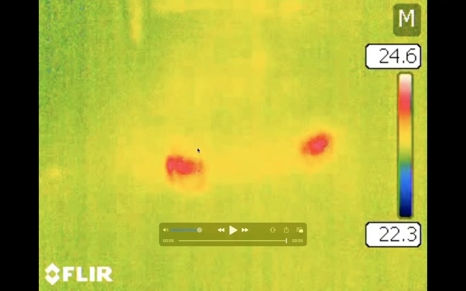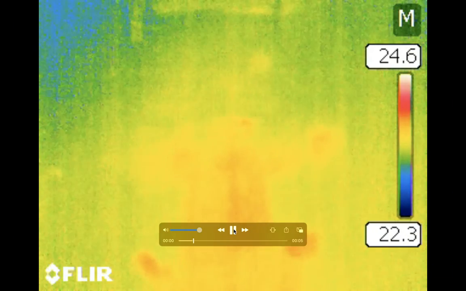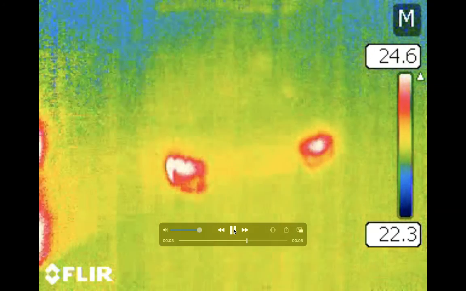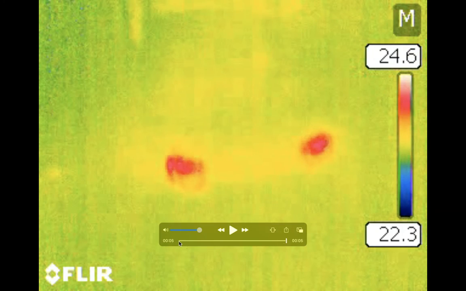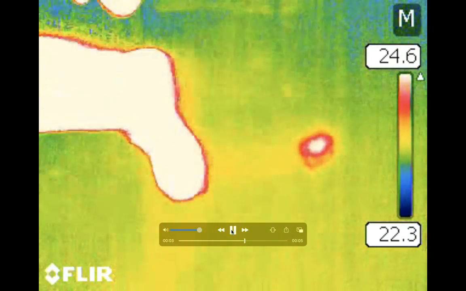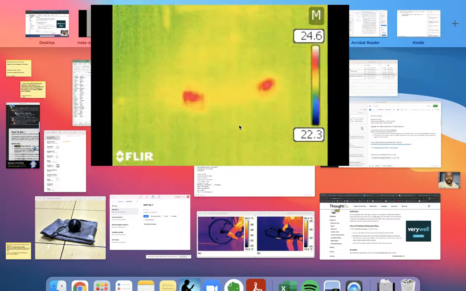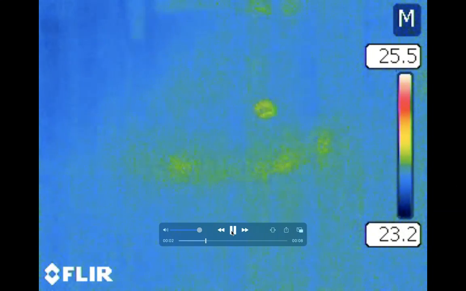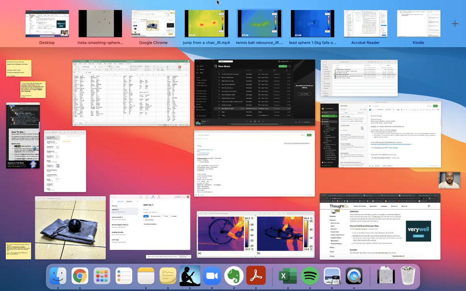A few more examples. This is jumping from a chair. This is a collision. Not quite as dramatic, and again, the thermal energy dissipates quickly, but there is an effect there and it is noticeable. And then here's a nice little video of a tennis ball bouncing. Cool. So that's thermal energy. One of the key takeaways from this video: during a collision, energy goes from kinetic to thermal.